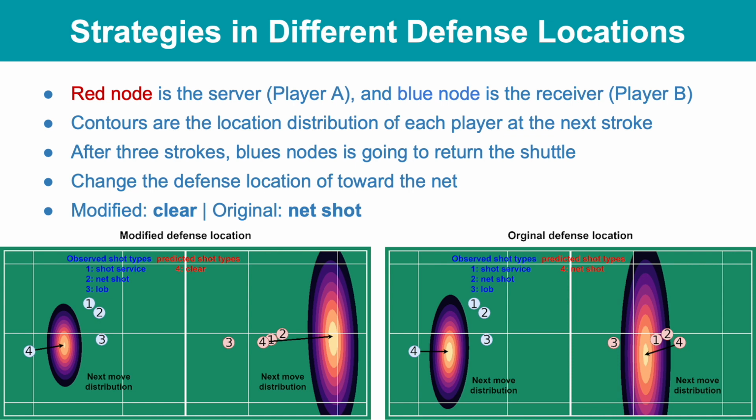However, after changing the defense position to the near front court, player B is probably going to return a clear to the backcourt, which gives player A an opportunity to launch an attack. This case illustrates that the opponent returns the shuttle based on the defense location of the player. Therefore, standing at an effective position blocks the choices and forces the opponent to return a predictable stroke.